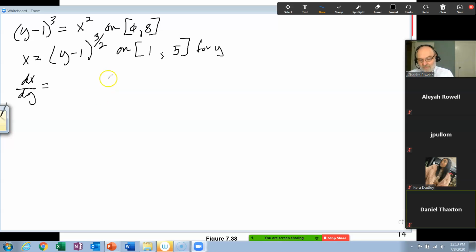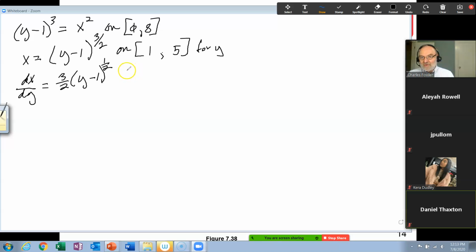You can do a power rule right here, can't you? 3/2 times y minus 1 to the, subtract 1 from that, that would give you 1/2, and derivative of the inside is just 1. Okay, so that's what you get. Now we have to square that.